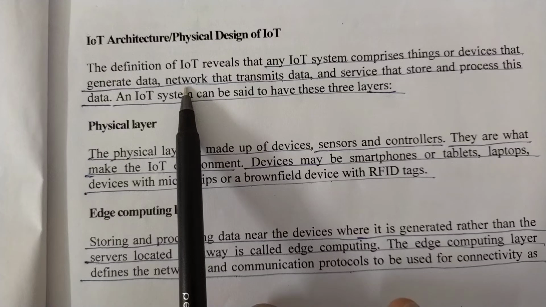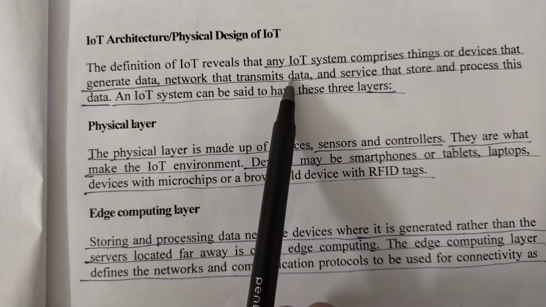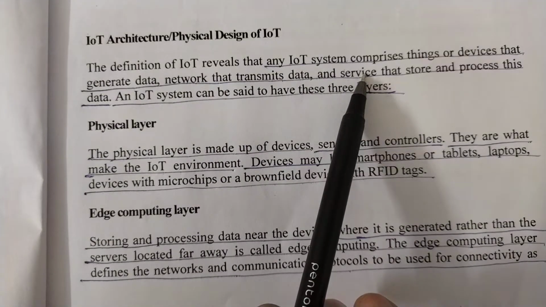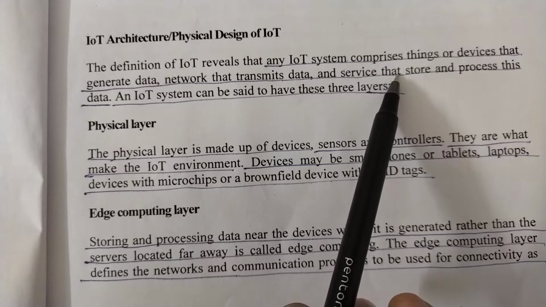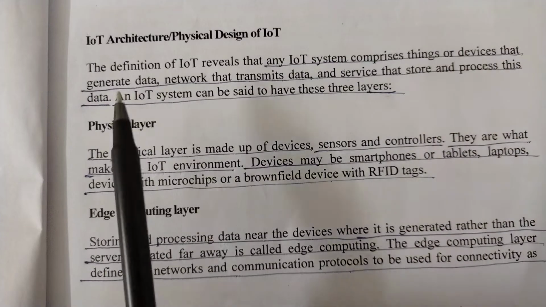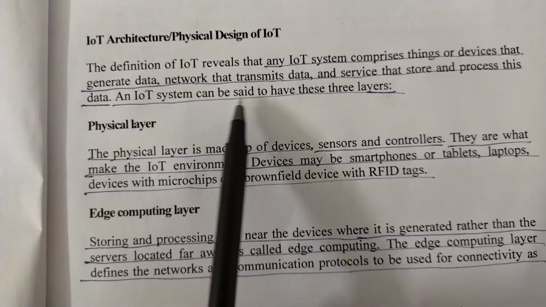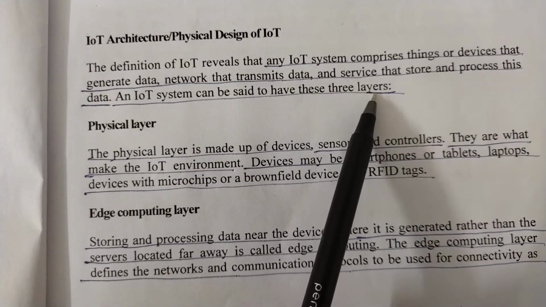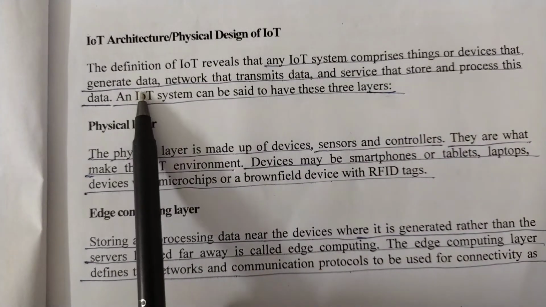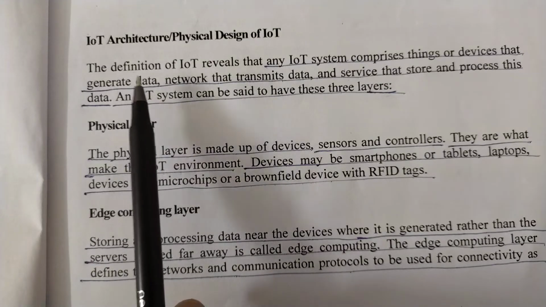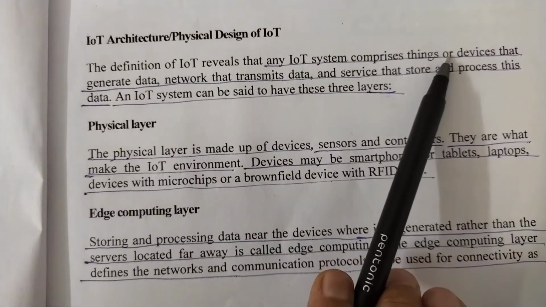Then it consists of a network that transmits that data, and then it consists of services that store that generated data and the data which was transmitted, and then further process this data. So an IoT system can be said to have these three layers, right? First of all, you have devices that are generating the data. In order to process data or to gain insight, the generation of data is important first of all. So the first step here is generation of data by the devices.